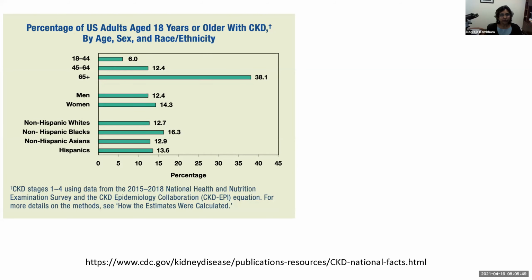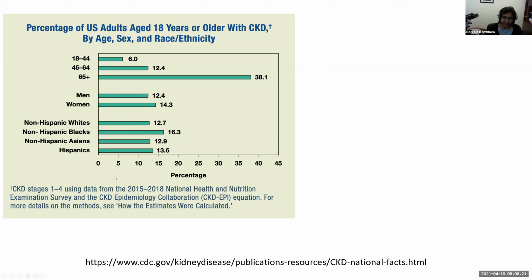As you all know, the burden of chronic kidney disease is quite heavy in our patient population. And clearly, if you look at the CDC data here, in people over 65 years of age, the burden of chronic kidney disease is about 38%. So it's pretty high, and it seems to be the case across all race and ethnic groups, perhaps more in African Americans, non-Hispanic African Americans.